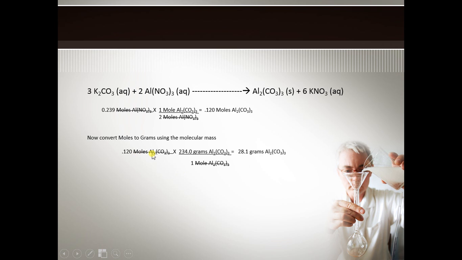Okay, so 0.120 moles of aluminum carbonate times molecular mass is 234.0 grams for every 1 mole. And that leaves us with 28.1 grams of aluminum carbonate. Nothing different. You guys used that when converting molarity to the number of moles in the last module with acid base.